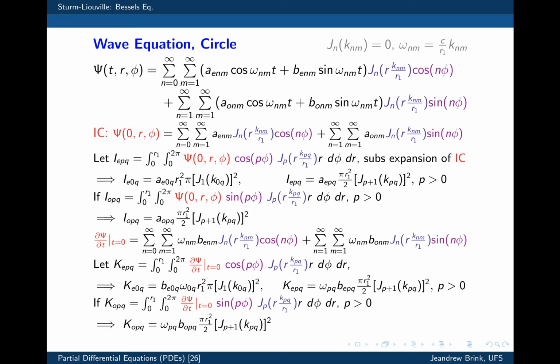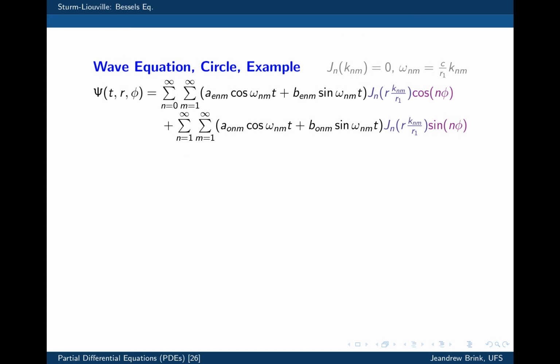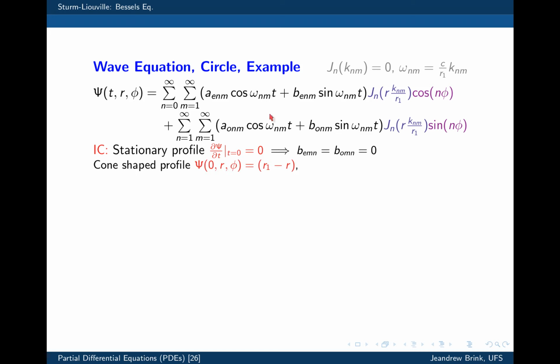So let's now do the simplest of examples explicitly. There's the series, and we're going to start with a stationary profile, which means the time derivative is 0, which immediately gives us that the b's go to 0. Initially I have a cone-shaped profile. I've taken my drum and pushed it up with a dowel or a speaker. So ψ0 at time t equals 0, of r and φ, is just this expression.